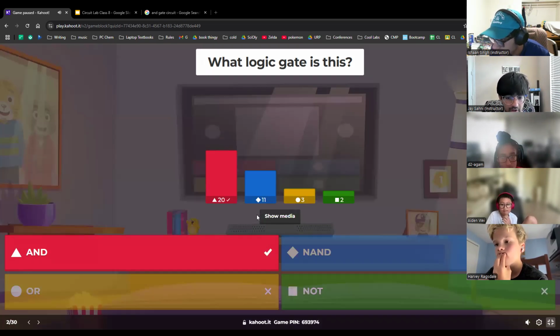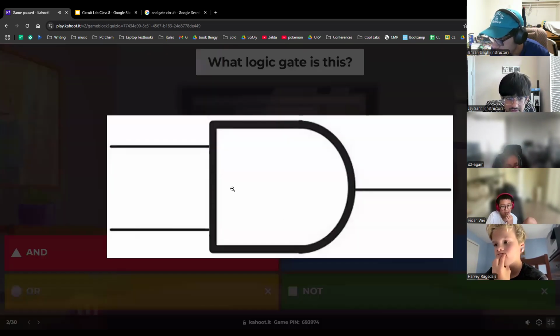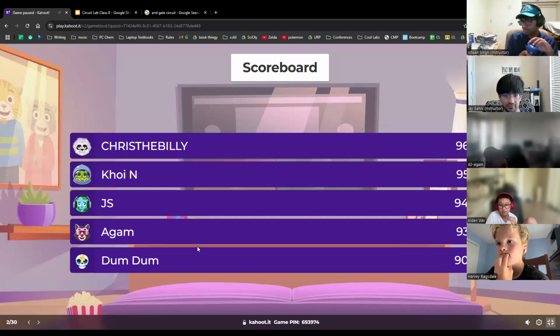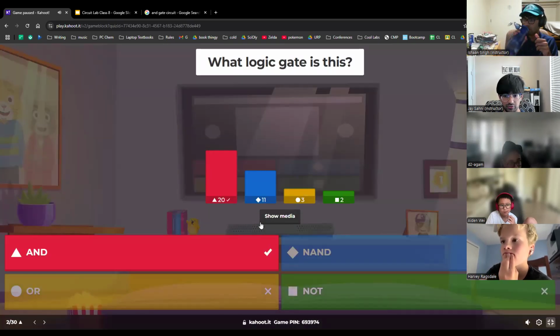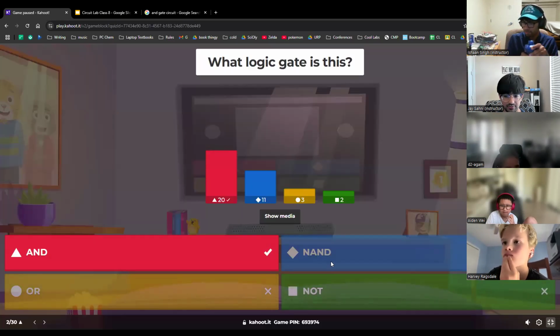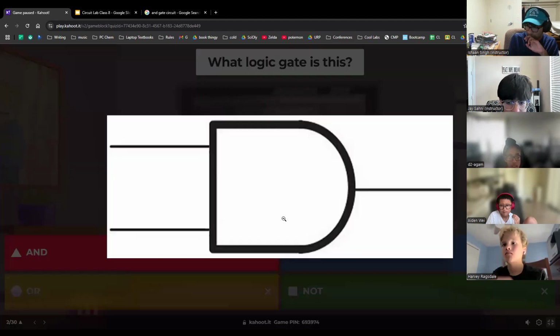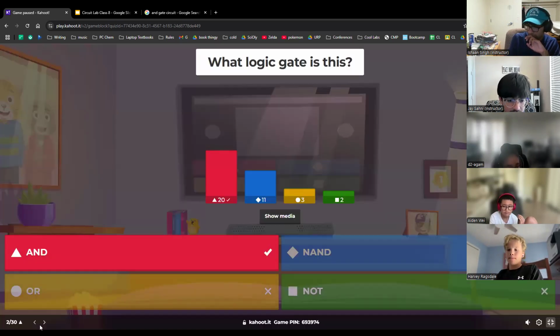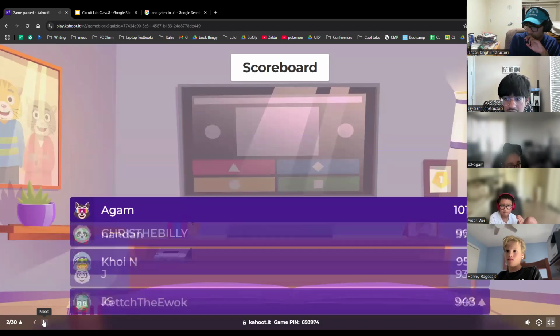Nice. Okay, I'll just briefly explain. So this is our AND gate. Remember that since there's no inversion circle, it's not going to be any of these, because when there's an inversion circle, it's like a NOT AND. So this is our AND. There's no inversion, so it has to be AND. Okay, next question.